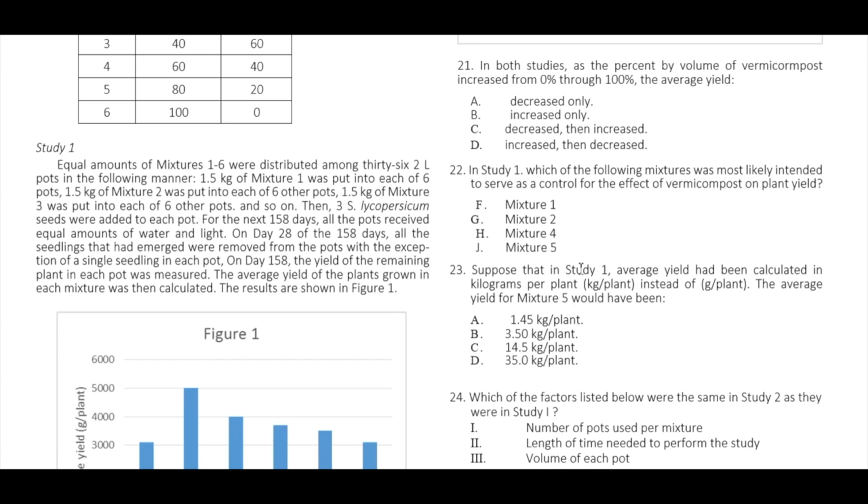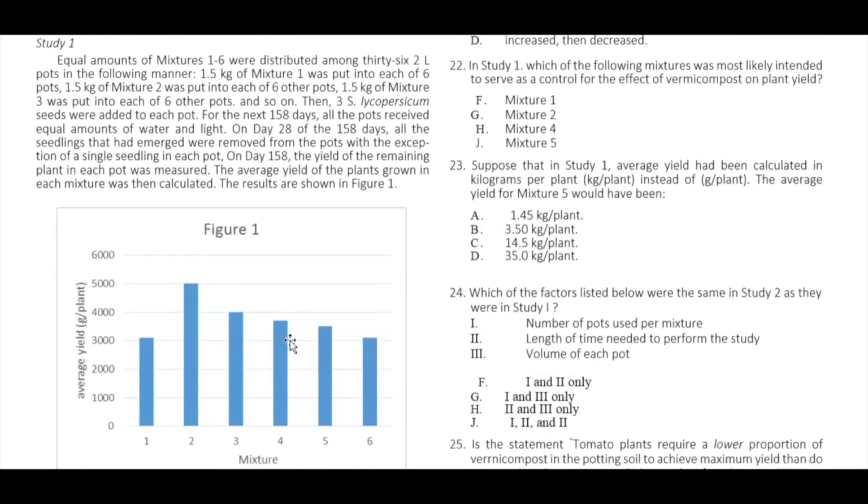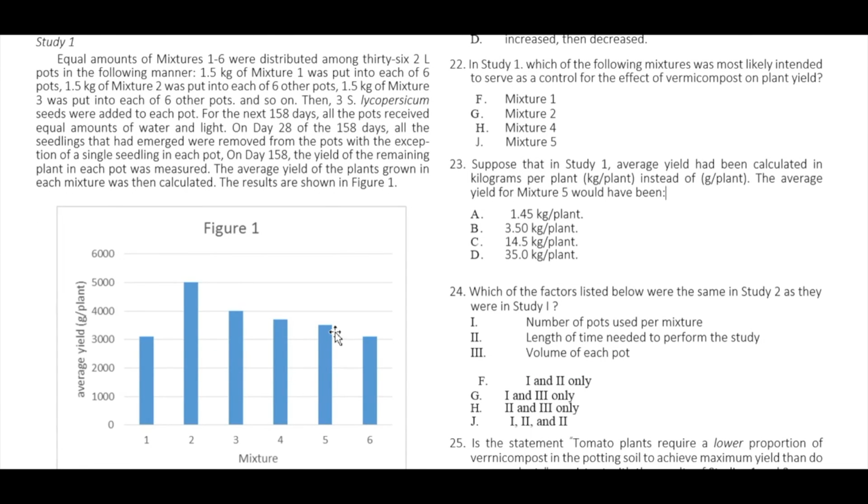So let's do that. Study 1 is figure 1, so we scroll down here, and then we look at mixture 5. We see that it's somewhere between 3,000 and 4,000 grams per plant, maybe around 3,500 grams per plant. We now convert that to kilograms per plant because we know that there are 1,000 grams in 1 kilogram. So to do that, we take 3,500 and divide by 1,000, or move the decimal point 3 places over, and we end up getting 3.5 kilograms per plant, which corresponds to option B.